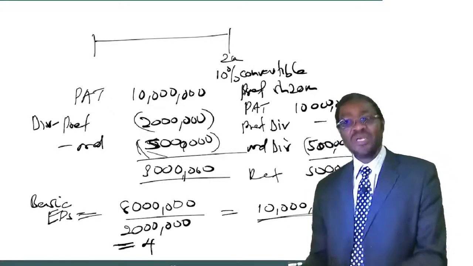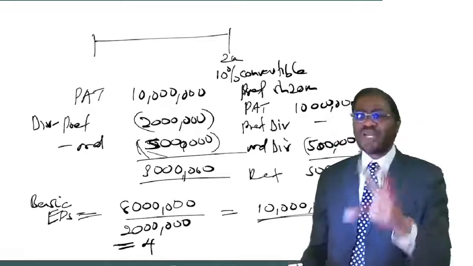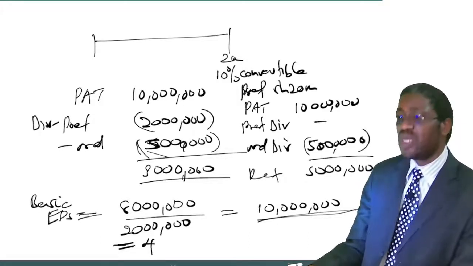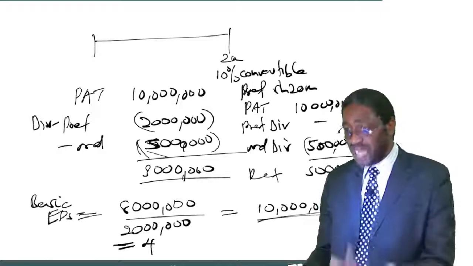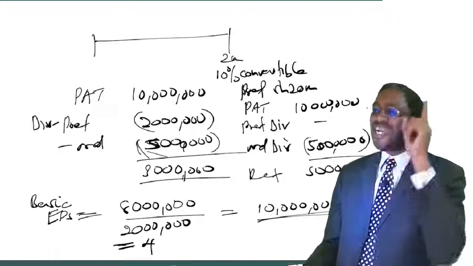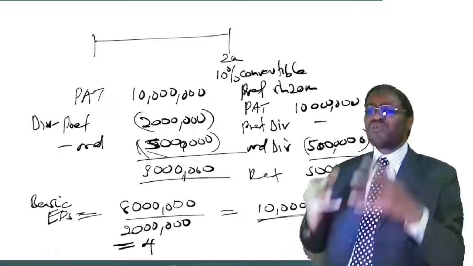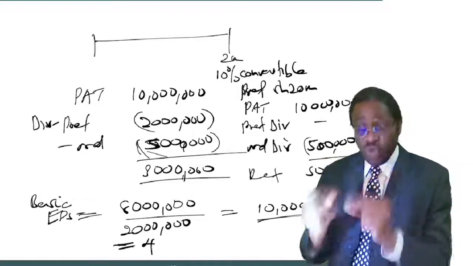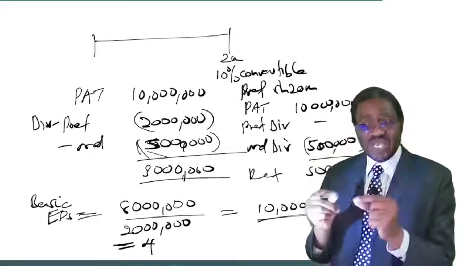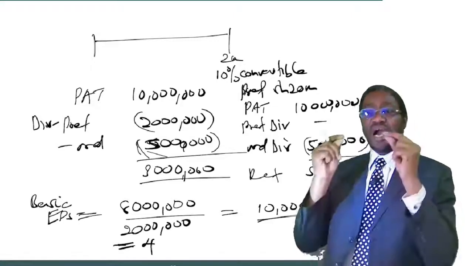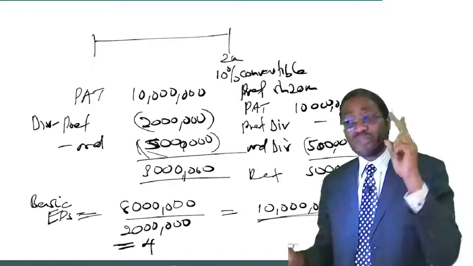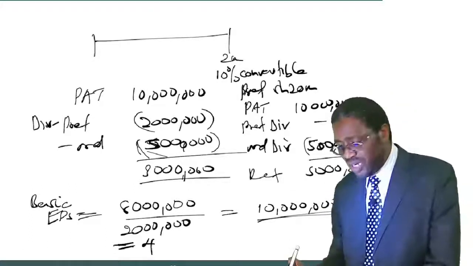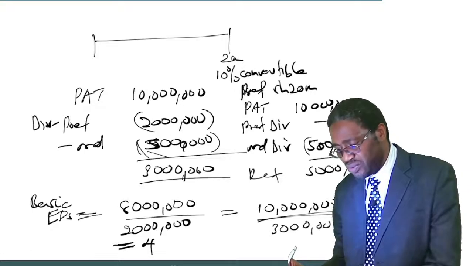We had promised them that if they want to convert their preference into ordinary, we shall give them 1 million shares. Had they converted, our number of shares by the end of this year would not have been 2 million as it is currently. It would have been 2 million plus the 1 million we would have given them. So our number of shares would have been how much? 3 million. I hope you are following.